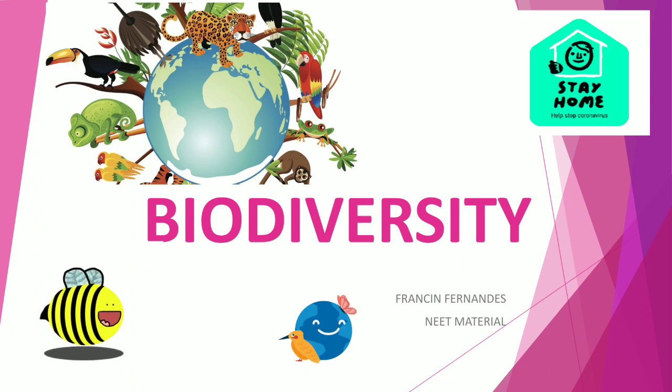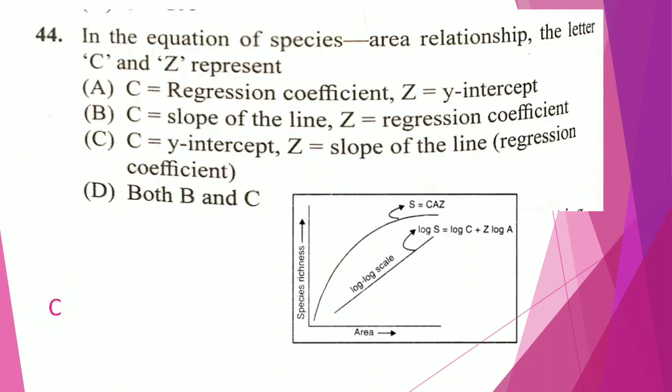We learned the logarithmic equation: log S equals log C plus Z log A. When we apply the logarithmic value, we can see a rectangular hyperbola with a straight line, with area on the X-axis and species on the Y-axis at a particular time. Now let us move to the further questions with the answers.